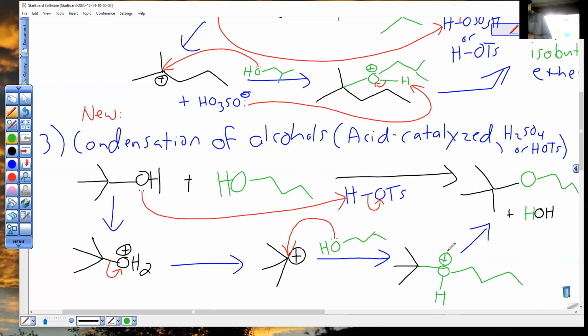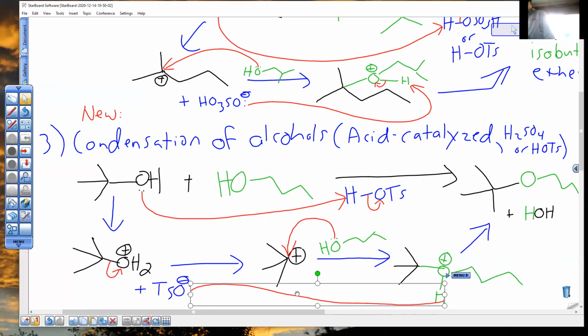What took our oxonium H off last time? Right here. The conjugate base of the acid you started with. Well, here's the acid I started with. Here's its conjugate base generated way back in step 1. TsO minus, tosylate, paratoluene sulfonate. Comes in. Whoa, that was a little assertive.